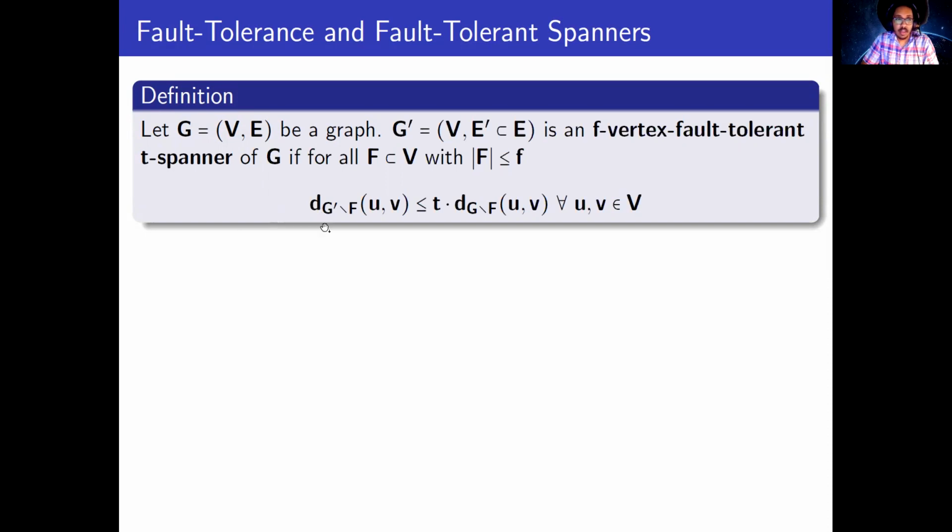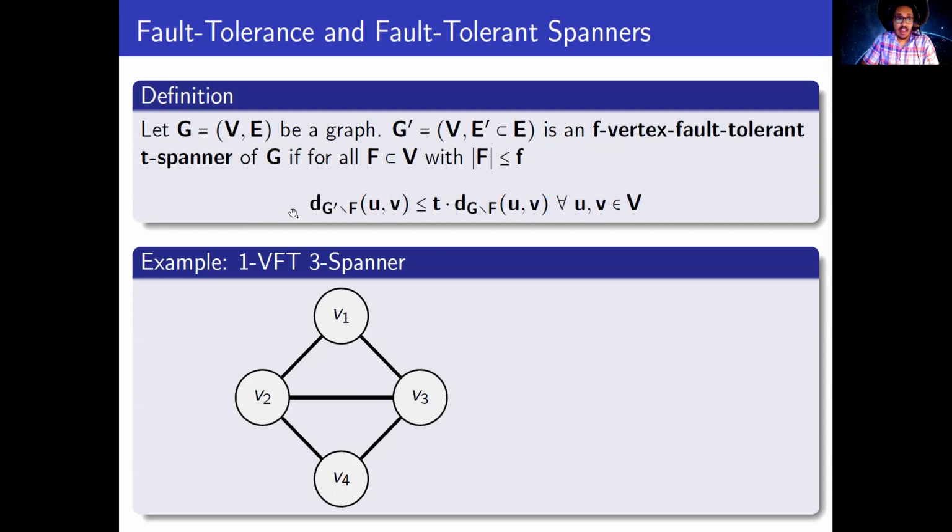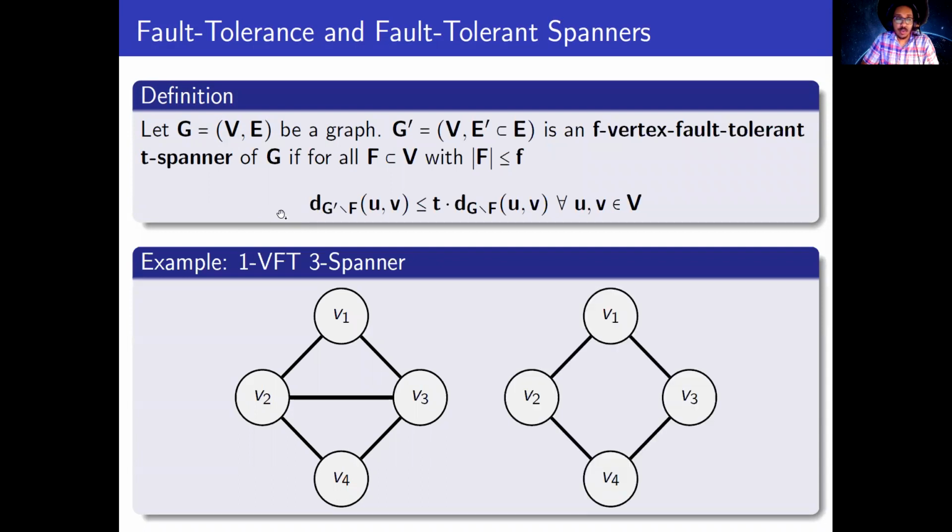For an example, consider the following familiar graph. The subgraph to the right of it is a 1-vertex fault-tolerant 3-spanner of the original graph. Notice that if we remove any one node from both graphs, what remains on the right will still be a 3-spanner of what remains on the left.